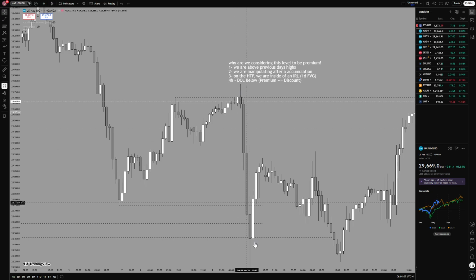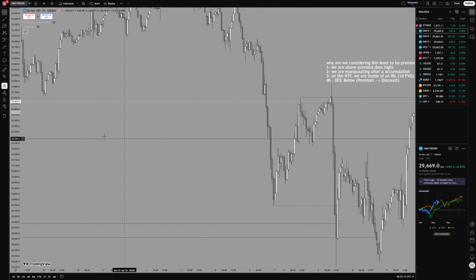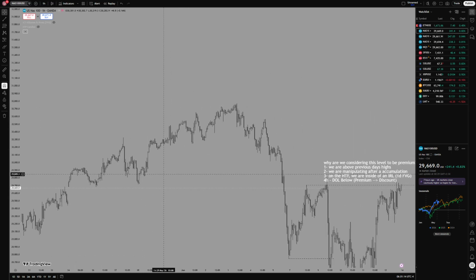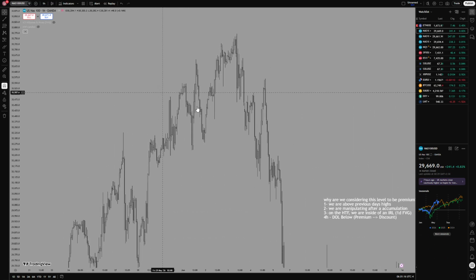extremely deep premium, going back down all the way to extremely deep discount. It's as simple as that. And the same concepts can apply anywhere else in the charts.